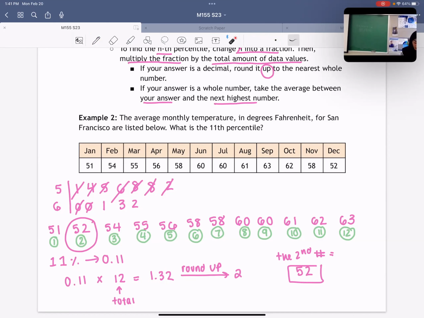Yeah. So let's see. First we did 11% and we converted that to a decimal, right? Then I took the decimal and multiplied it by the total number of things. So that number is 1.32. Whatever number you get, you round it up to 2. And that's how we got the 2.